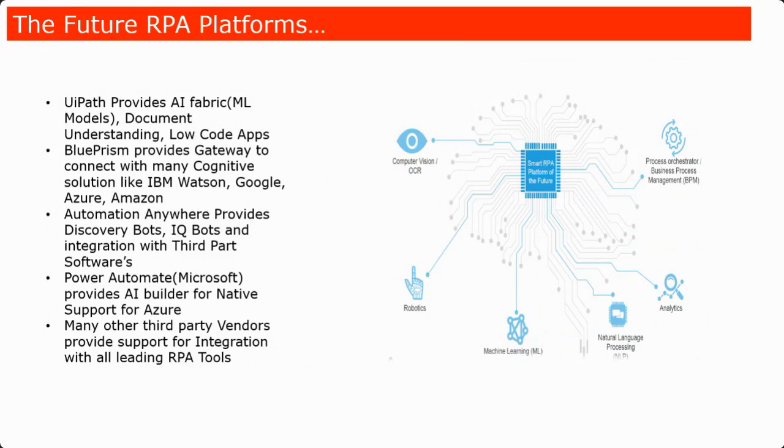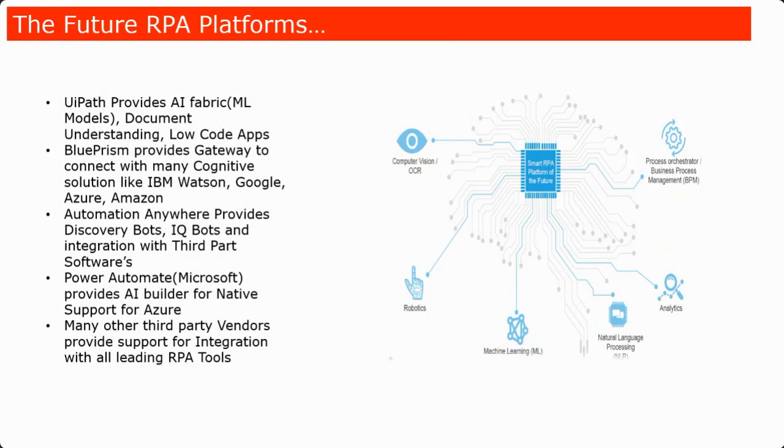UiPath is really good in this because they have put out many new tools last year. Blue Prism has also published at least 5 tools last year, and Automation Anywhere is already running their discovery bots and IQ bots. A lot of other things are coming up. So we see where the future is heading. RPA alone cannot work. It has to work hand in hand with the AI and ML integration that your organization has already developed or built, so that you can automate your process end to end, right?